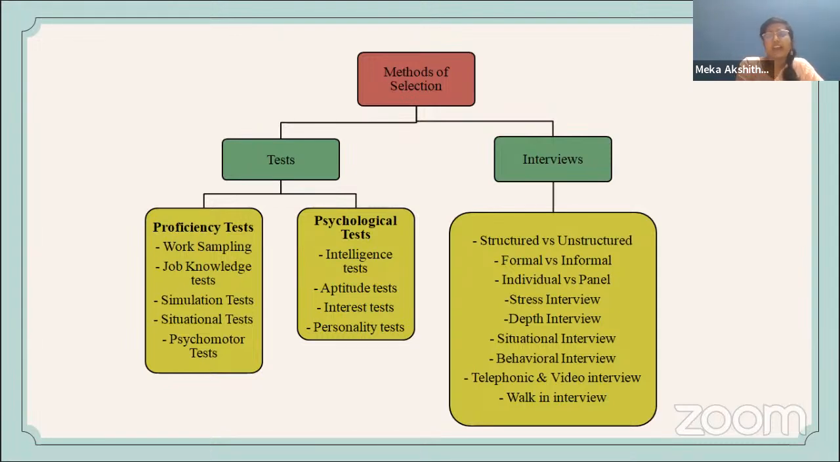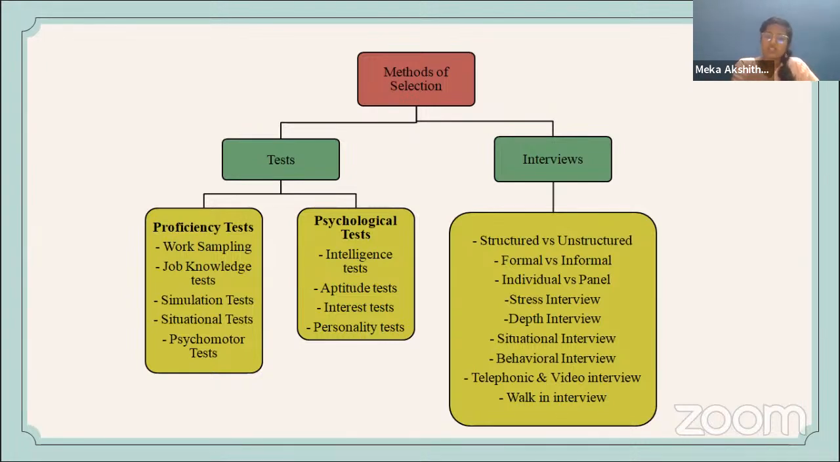Based on that, we would be able to decide whether to retain that particular candidate. Even after the selection, these tests can be used to allocate the candidate to some particular task. Also, we can use aptitude tests.